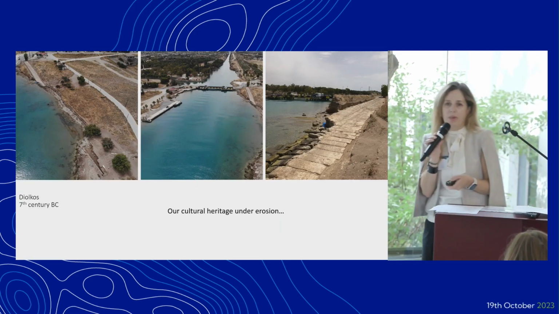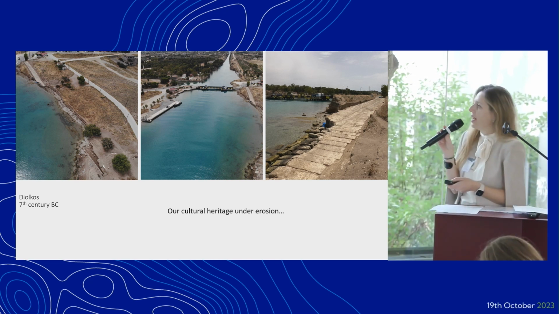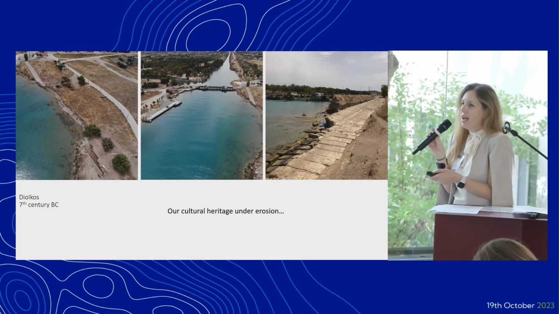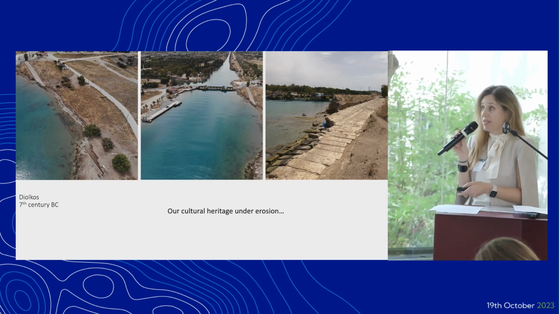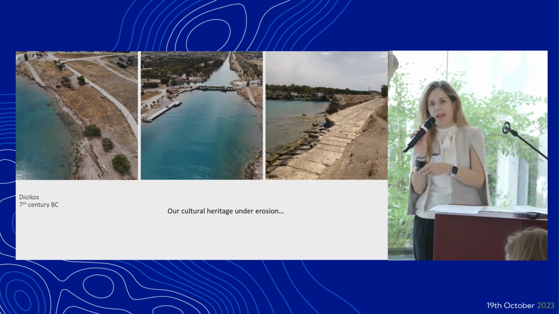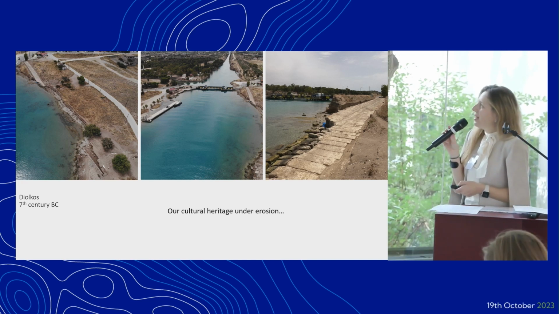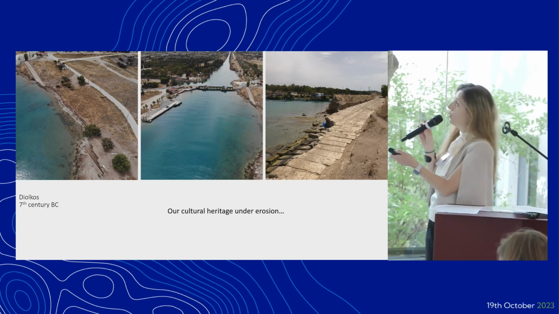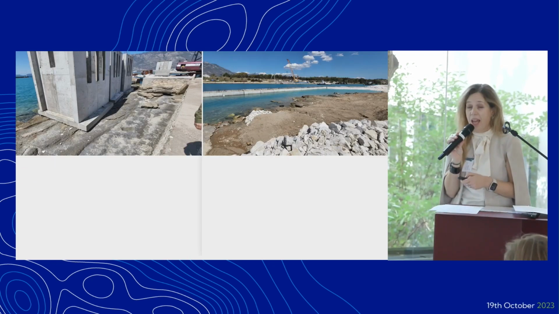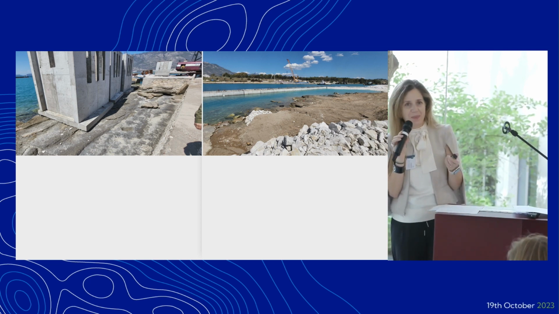But it is not only our beaches, it is also our cultural heritage under erosion. Here you may see an example of Diolkos. It is an engineering work of the 7th century BC. It is a land way for ships to bypass a big area. And it is under erosion, and we have to do something for this. And we do this. Whatever it means to you, this is how we protect our cultural heritage.